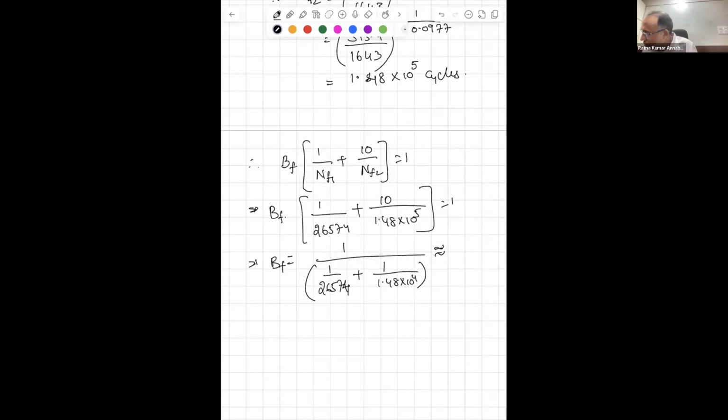How many? I got 9505. The cycle 9,505.8, because it is the number of cycles. So we should say 9,505 cycles. We cannot say 9,506. You cannot round up here, right? Isn't it? Yes, yes.